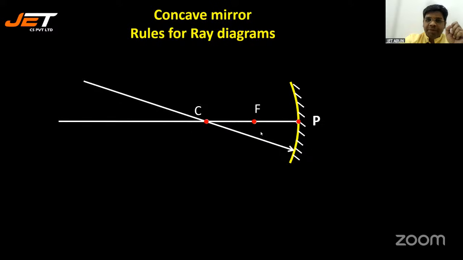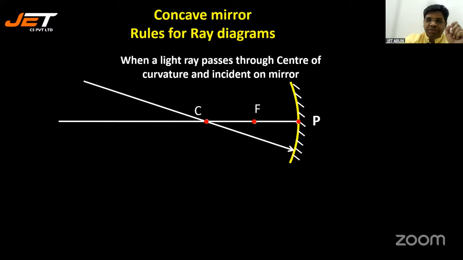Now look at this. A ray passing through center of curvature and incident on the mirror. When a light ray passes through the center of curvature of the mirror and is incident on the mirror, on reflection, it will rebound and retrace its path. Student, how does it rebound? Because the angle of incidence over there is 0. All right. Those details we'll get into.